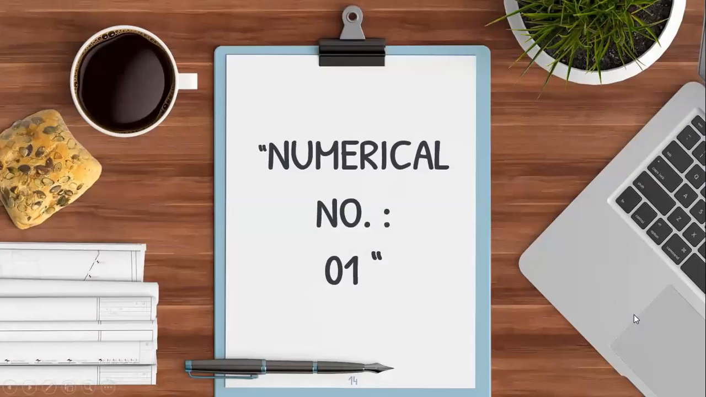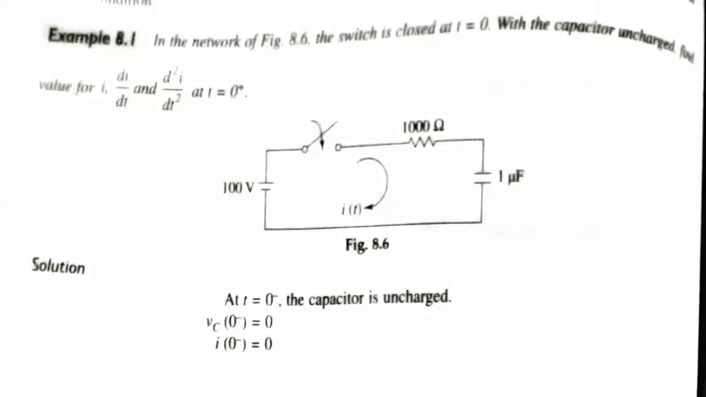Now take numerical number 1. All of you note down here. So what is that numerical? In the network shown below, the switch is closed at t equals 0, with the capacitor uncharged. Find the value of i, di by dt and d square i by dt square.